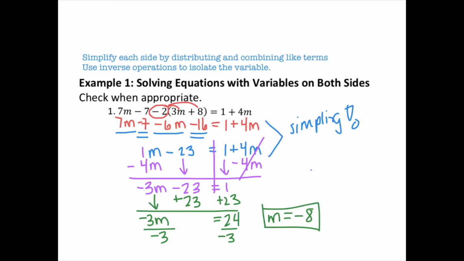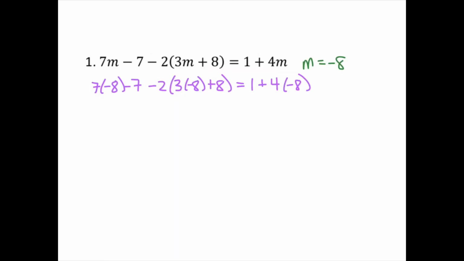So let me go to a clean slide and then we'll do the check next. Okay, so now that I have my check set up here, this is my original equation. Remember, we got m equals negative 8. So everywhere we see an m, I'm plugging in a negative 8, and that's on both sides of the equation in my original problem. What sometimes is helpful to do is actually go back through the original problem and put parentheses around all the variables so that way you know exactly where to plug in the solution that you got.